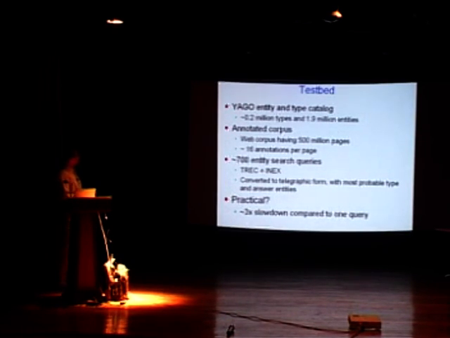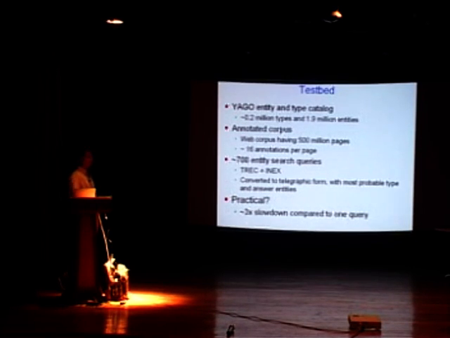And for the annotated corpus, we had about 500 million pages with about 16 annotations per page. And we had about 700 entity search queries from TREC and INEX. The only reason we took TREC and INEX queries in this work was so that we had ground truth entities for each of them. They were converted to telegraphic form by humans, who also separately tallied their most probable type and answer entities. But they're not used directly in training the system.